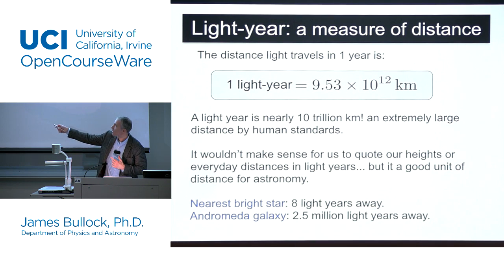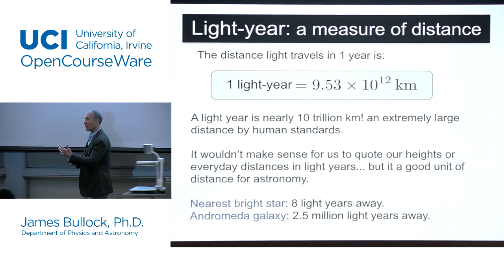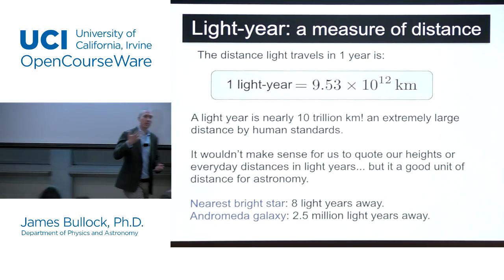And so the nearest bright star, for example, is about 8 light years away. The nearest star period is about 4 light years away. The Andromeda galaxy is 2.5 million light years away. So you immediately get a sense of how far things are away by just giving their distances in light years.